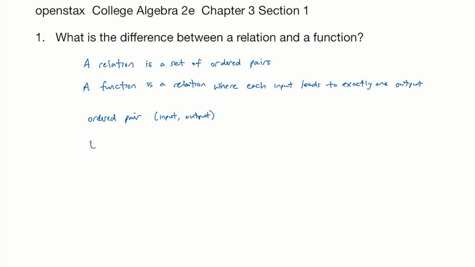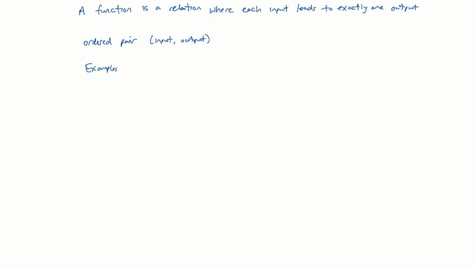Okay, and so examples, let's say we have the set, and let's just make up some values here. So we'll do 1 and 4, 2 and 5, and 3 and 6. So that is a relation. It is a set of ordered pairs. Now it is also a function because each input has exactly one output.